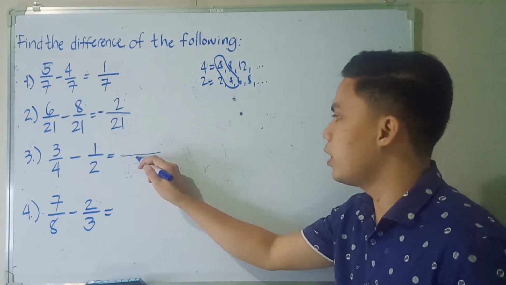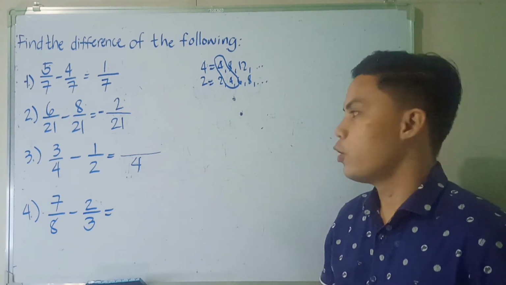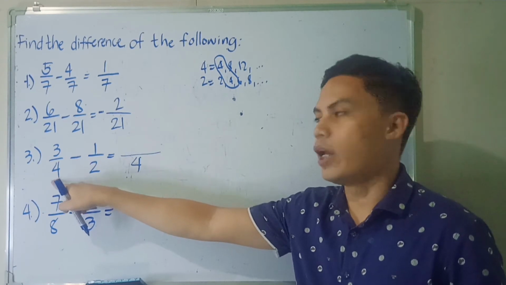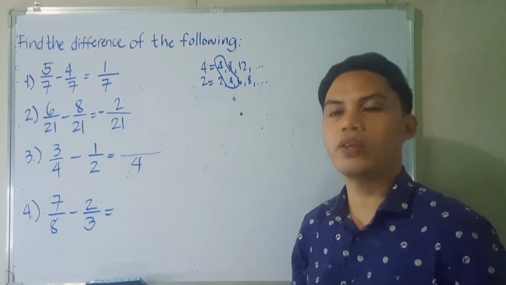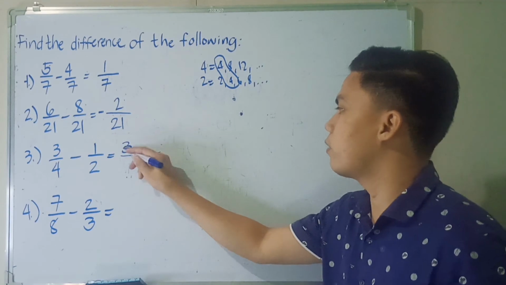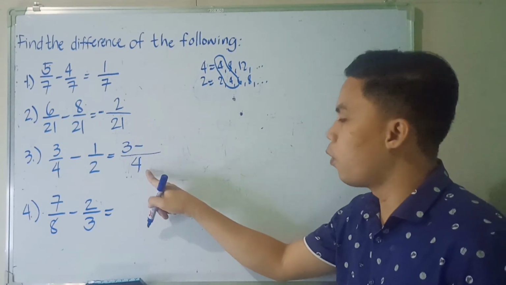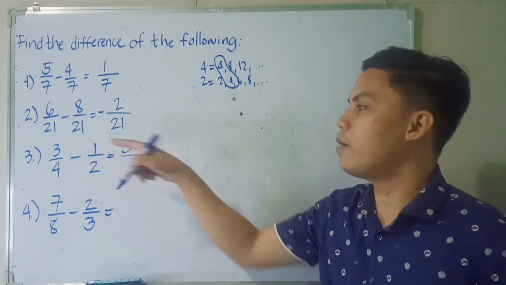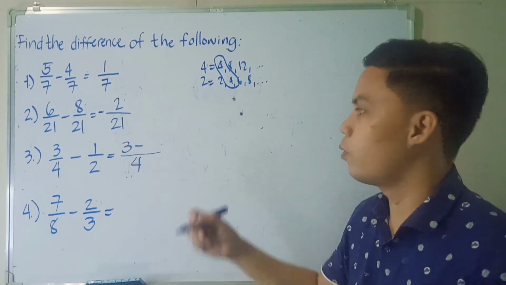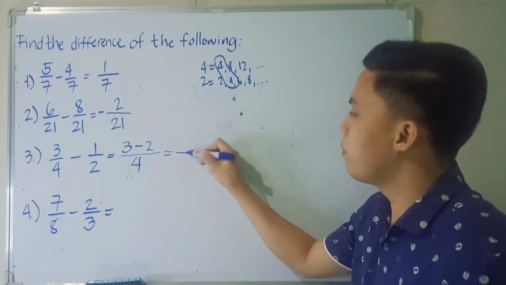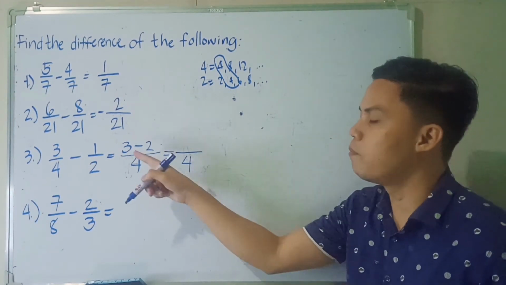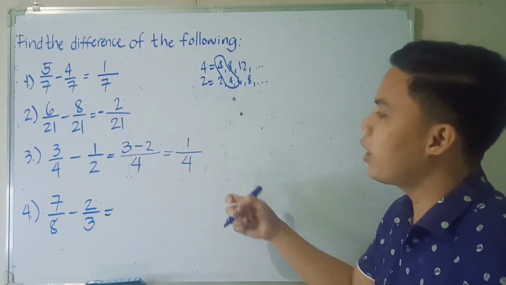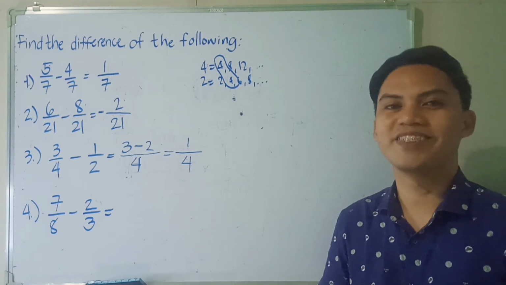So, we will put the LCD as their common denominator now. So, 4 divided by 4 is equal to 1. And 1 times 3 is equal to 3. So, the answer is 3. Minus 4 divided by 2, that is equal to 2. 2 times 1, that is equal to 2. So, let's simplify the numerator. We have 3 minus 2, that is equal to 1. So, our final answer would be 1/4.